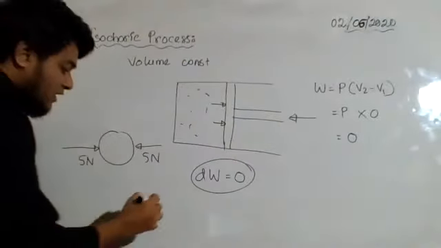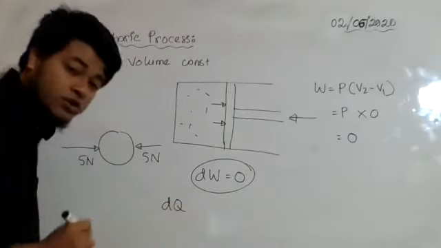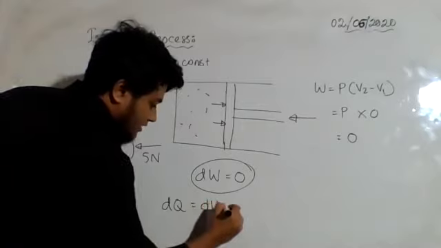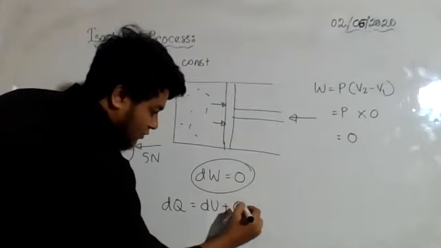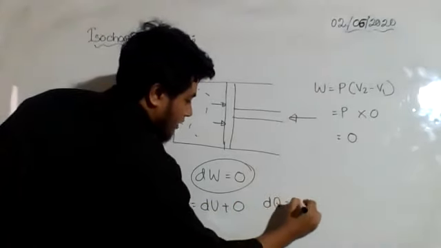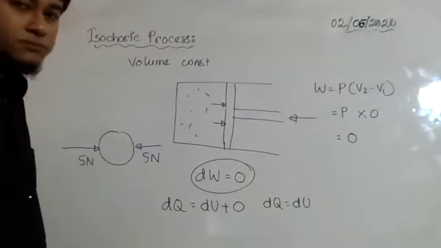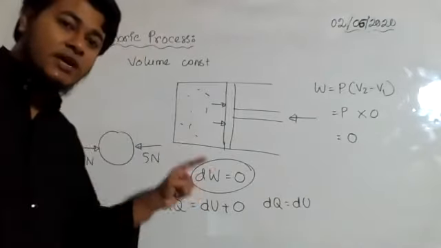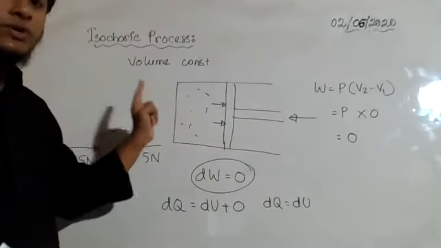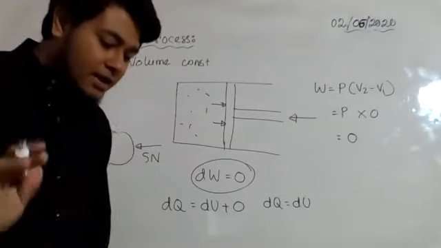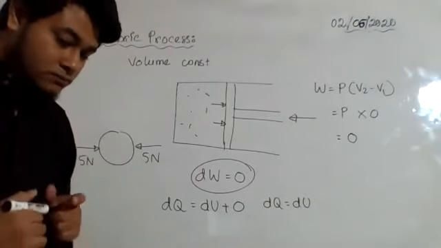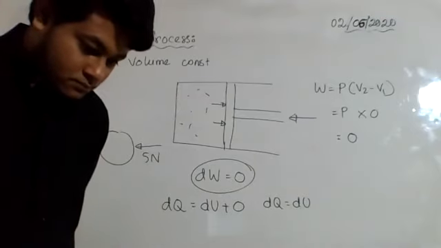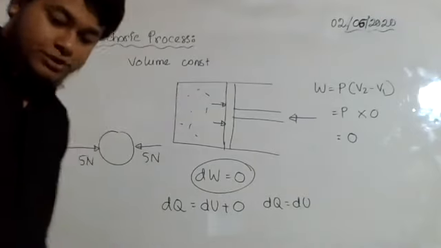So if I rewrite the first law of thermodynamics for isochoric process, it is going to be like this. See, dU plus dW, that is 0. So dQ will be equal to dU. This is the equation for the first law of thermodynamics in case of isochoric process where the volume is kept constant. Anybody has any doubt? No, there is no doubt. MashaAllah. Okay.